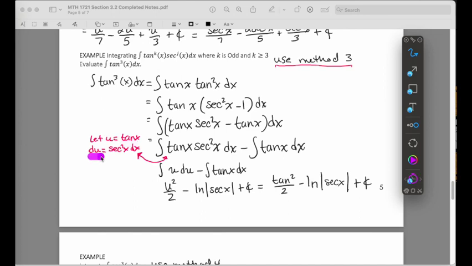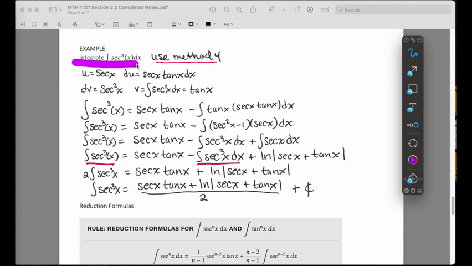So when we take the derivative of u, we get sec squared x dx. So this here, sec squared x dx, can be replaced with du. And then tan x can be replaced with u. So this one we can evaluate directly from those formulas. And then this one is u squared over 2. And then we have to, of course, go back in and resubstitute tangent for u so that we have everything in terms of x. So this is going to be our final answer.